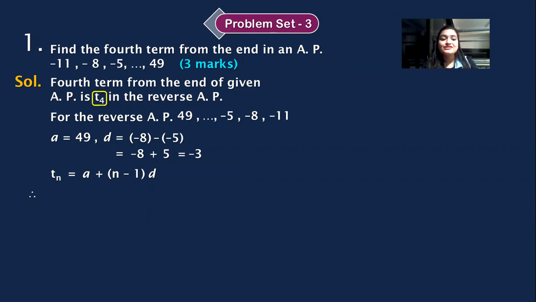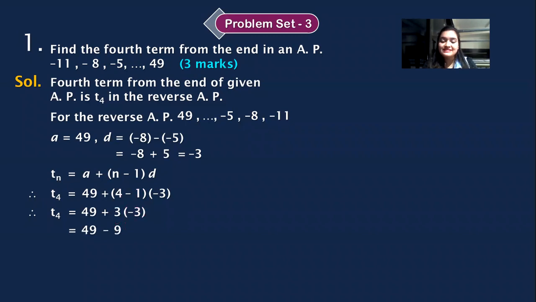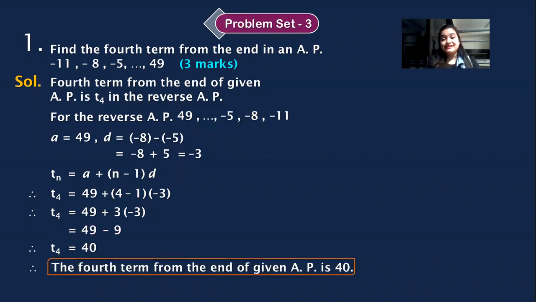N will be replaced by 4 because I need to find out T4. A will be replaced by 49. N will be replaced by 4. D will be replaced by minus 3. 4 minus 1 gives you 3. 3 into minus 3 gives you minus 6. I'm sorry, 3 into minus 3 gives you minus 9. So T4 is 40. So the fourth term from the end in an AP is 40. Isn't it very simple? Now, let's proceed ahead.